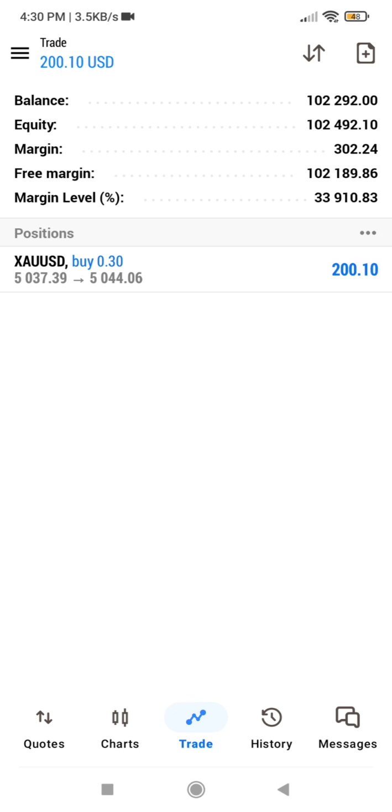So next is margin. Margin is the amount of money that your broker requires that you must have, at least you must have it in your balance first before they can allow you to open any trade with this particular lot size. So since I want to open with 0.3 lots, they require that you should have 302.24 before they will allow you to open 0.3, and I have more than that, which is 102,000, so they can allow me to open 0.3 lots.